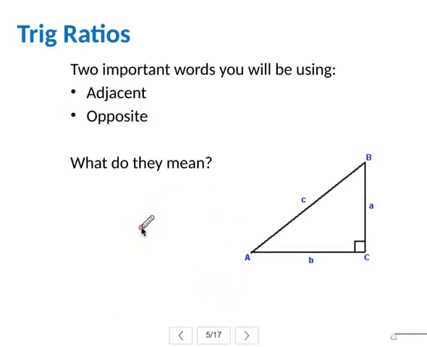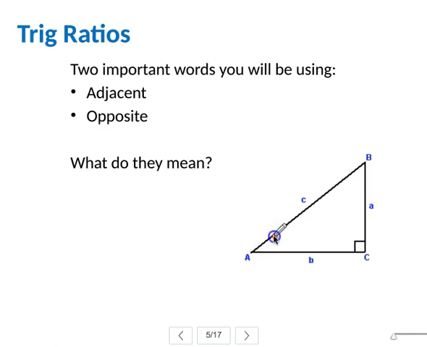Trig ratios. So make sure you've got your notebook out and you're ready to take good notes, because this should be brand new to most of you. So there's going to be 2 important words you're going to be using a lot when you work with trig ratios. Those words are adjacent and opposite. So what do they mean in terms of trigonometry?